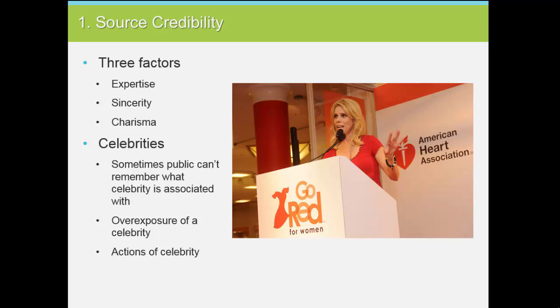Sometimes the public can't associate the cause with the celebrity because there are so many celebs serving as spokespeople. Some celebrities are just everywhere, and their other activities can overshadow their connection to an organization or cause. Finally, celebrities can have their own personal problems, which can hurt the organization they are working with. So think carefully when you make a decision about who will deliver your message.